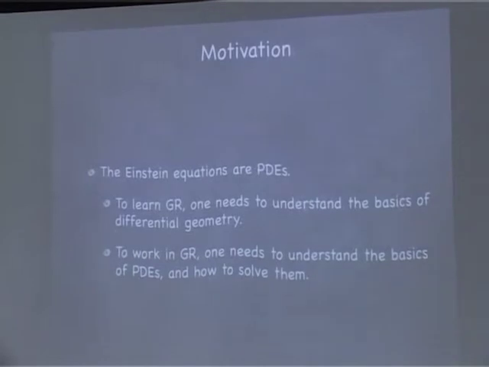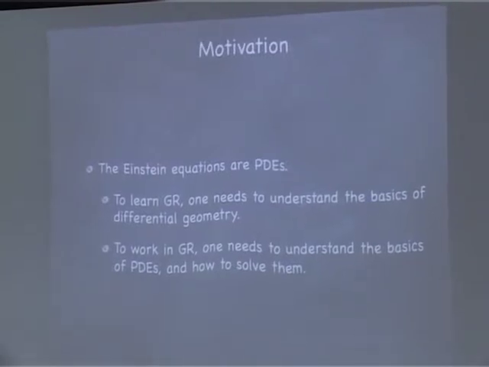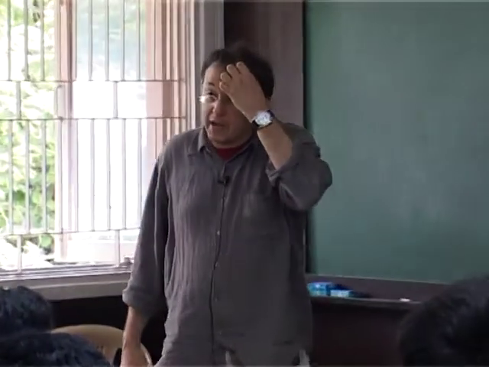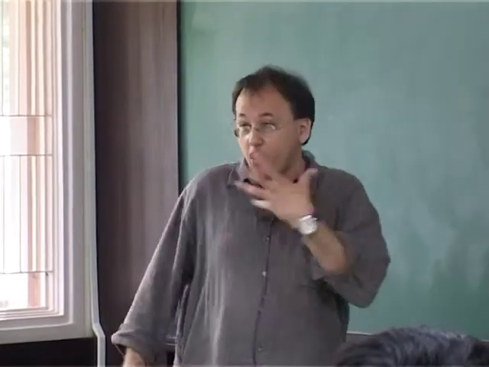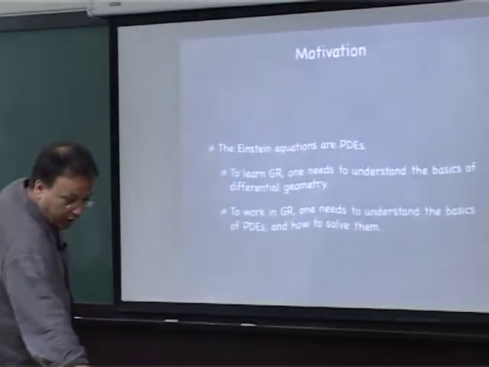Right? Now, let's switch to partial differential equations. What's the motivation? The motivation is that the Einstein equations are partial differential equations. Almost all of you have taken a class in general relativity, and you need to understand the basics of differential geometry to understand how this theory is formulated. However, if you want to solve the Einstein equations, it turns out that for most problems there's only so much differential geometry which you need. What you really need is to know quite a bit about how to solve partial differential equations. Okay? So this is where we try to fill in.